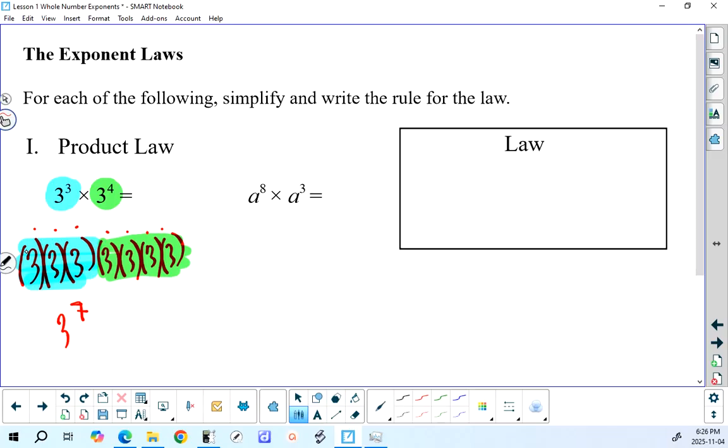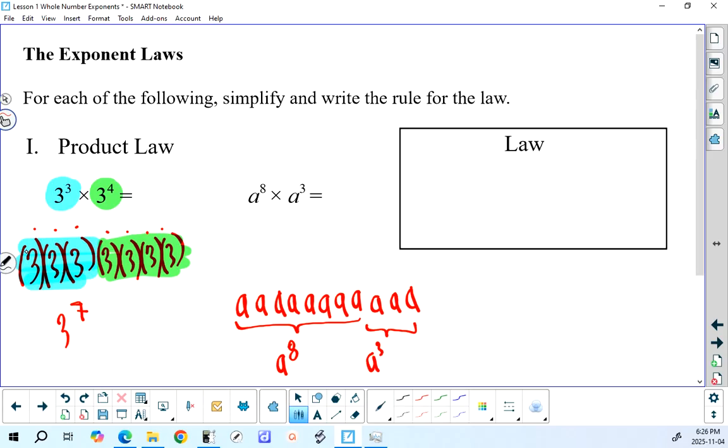If I look at a to the 8 times a cubed, that is a times a times a times a times a times a times a, 1, 2, 3, 4, 5, 6, 7 times a. This is a to the 8. And we're going to multiply that by a further a times a times a, which is a cubed. And if you count the a's, you have 11 of them. So this is a raised to the 11.